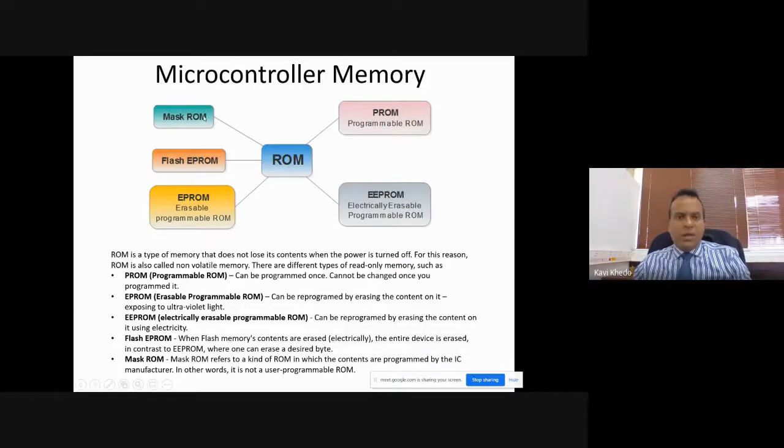The last type of memory that we can have on a microcontroller is mask ROM. What is mask ROM? It refers to a kind of ROM in which the contents are programmed by the IC manufacturer, the integrated circuit manufacturer. In other words, it is not user-programmable ROM. You will not be able to add, remove, or flash the memory. This has already been done by the manufacturer and can be done only by the manufacturer. So these are the types of ROM that you may encounter in your microcontrollers.